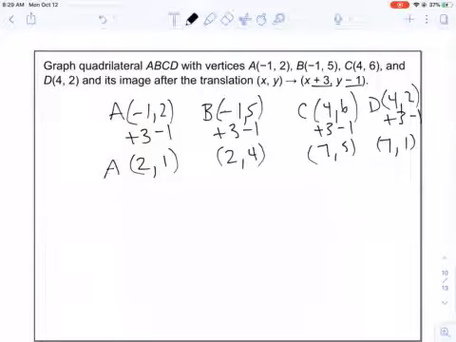Make sure to mark these new points so we know a transformation happened. So it's A prime, B prime, C prime, D prime. And then you would graph them. But again, I don't really want to emphasize graphing in this video. I want to more talk about how to use the rules. So I'm going to skip the graphing. Make sure you are graphing.